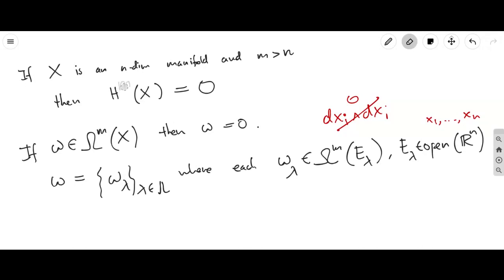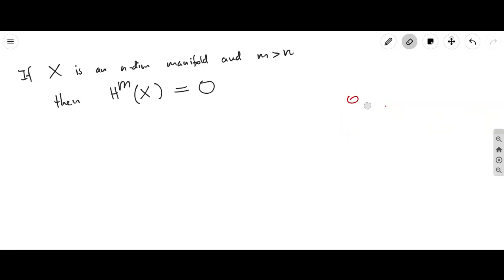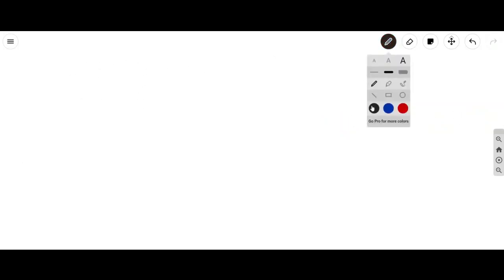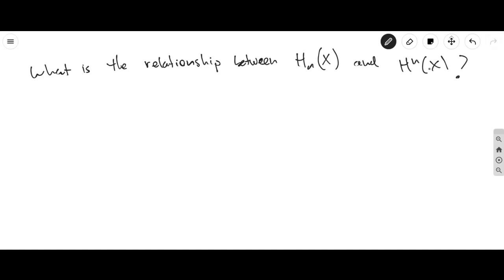This kind of nicely shows how the cohomology approach is so much easier here to see why something is equal to 0. But what's the relationship? So this is really what the question is. What is the relationship? So the real question is, what is the relationship between the homology and cohomology? Of course, assuming that X is a manifold.